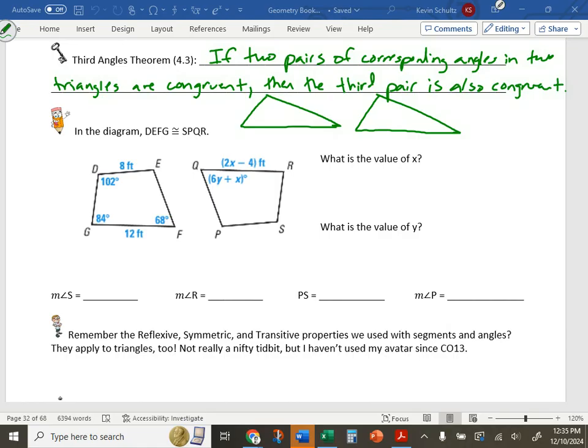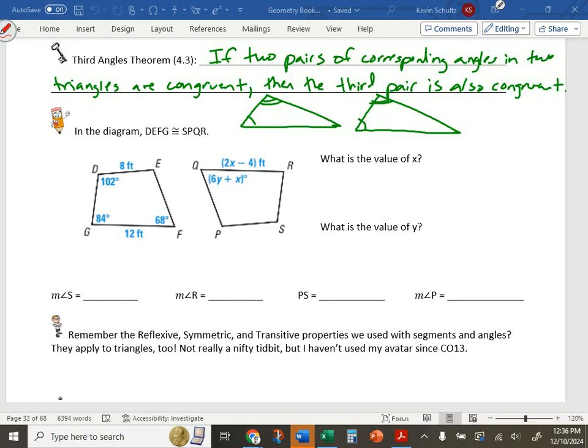So what the third angles theorem says, I drew the exact same thing, is that if 2 pairs of corresponding angles in 2 triangles are congruent. So if we know that 2 pairs of these corresponding angles are congruent, we have the bottom left and the top one, we know those 2 pairs of angles are congruent. Then the third pair has to be. Why does that make any sense? Even if we know no measures at all, why does it make sense that if 2 pairs are congruent, the third one has to be?